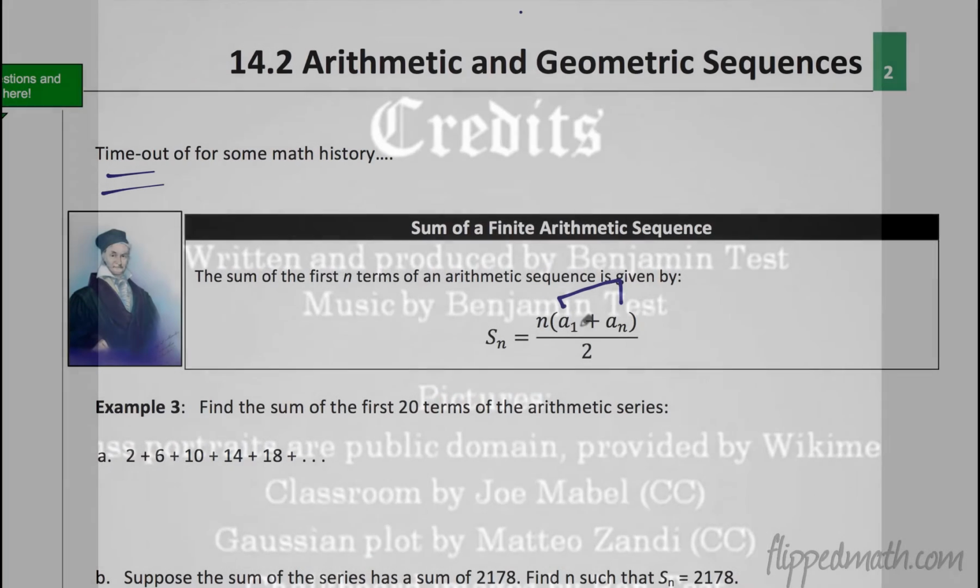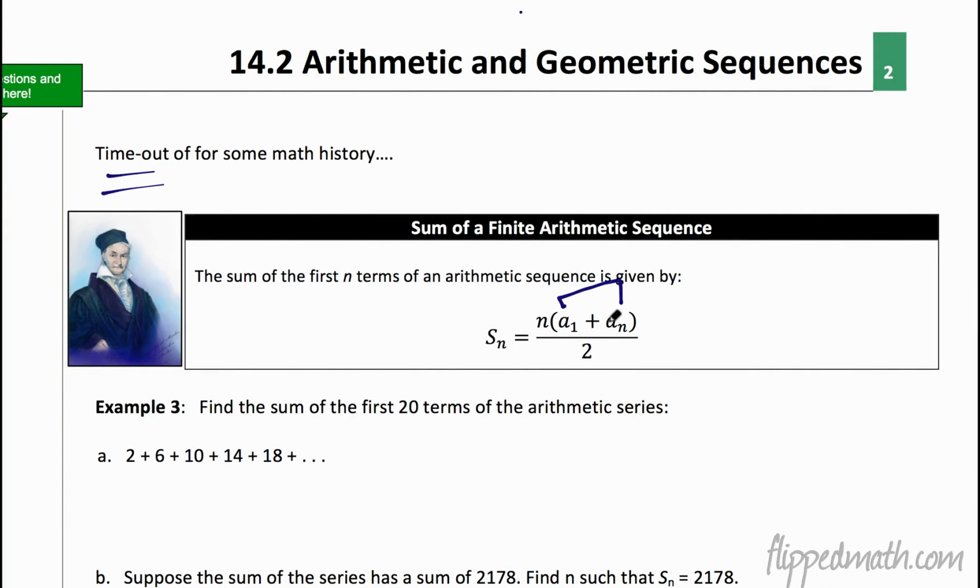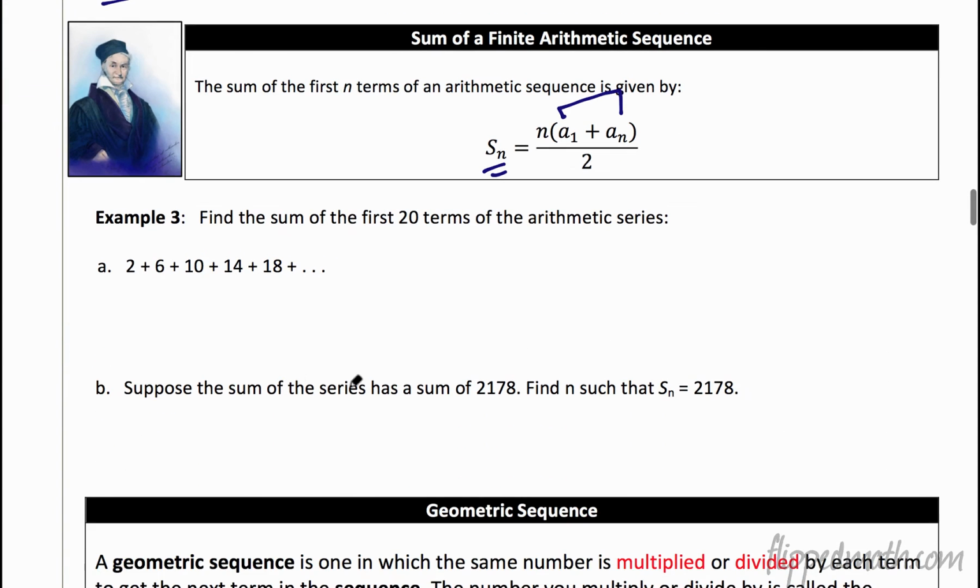Do you see it? So basically you add the first and the last term, multiply by the number of terms, and then you divide by 2, and that'll find the sum of any sequence. This Carl Gauss here did that when he was in elementary school. What have you done lately? Just saying. Hashtag just saying.